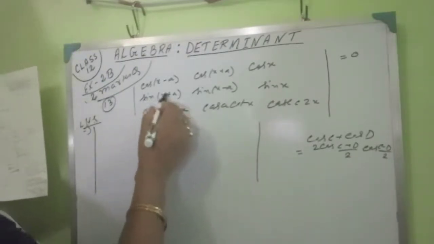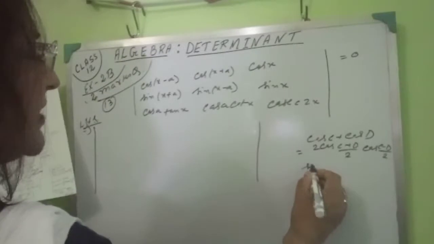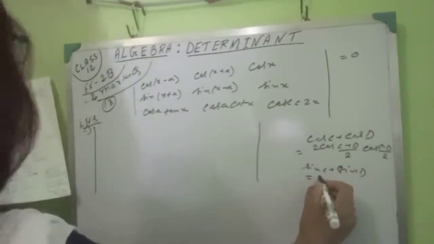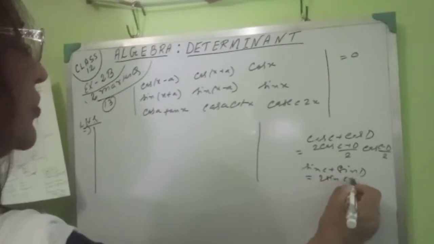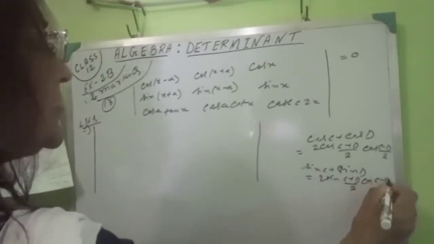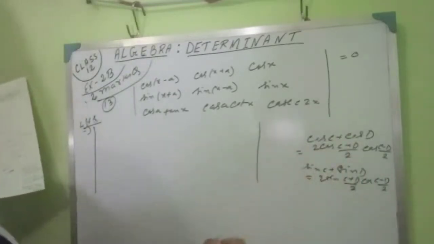And the second one, sin C plus sin D. The formula for sin C plus sin D is 2 sin((C + D)/2) into cos((C − D)/2). This formula we will apply.